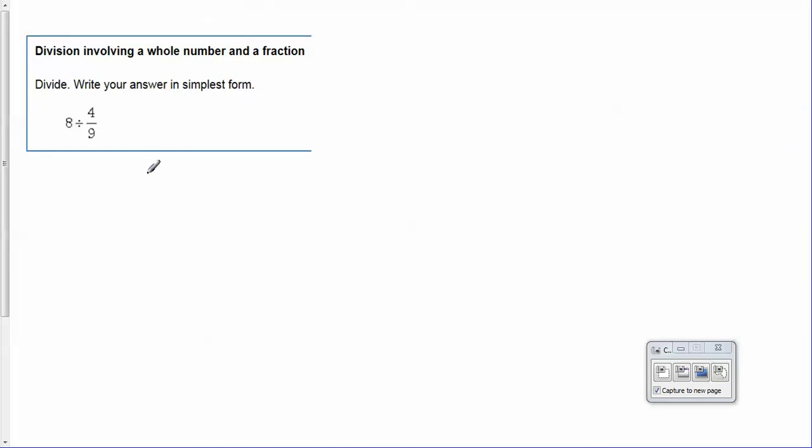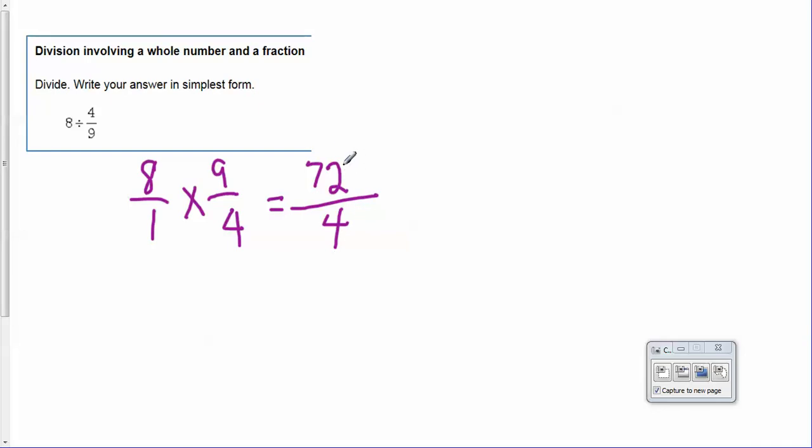Here we have 8/1 as a fraction times the reciprocal of 4/9. Notice I never touch that first fraction. I only multiply by the reciprocal of the second fraction. Now, I can do my multiplication first. 8 times 9 equals 72. 1 times 4 equals 4. And then I could start to simplify.